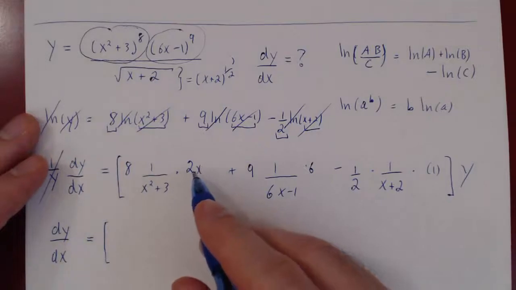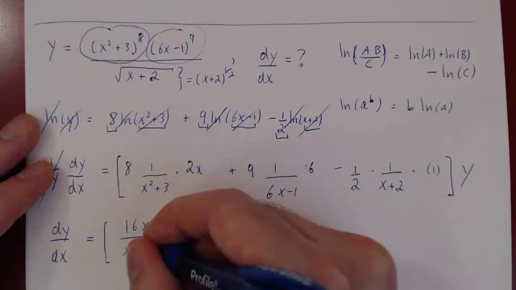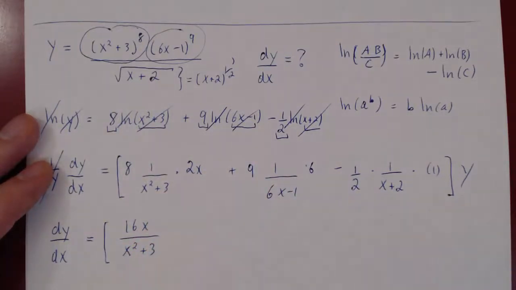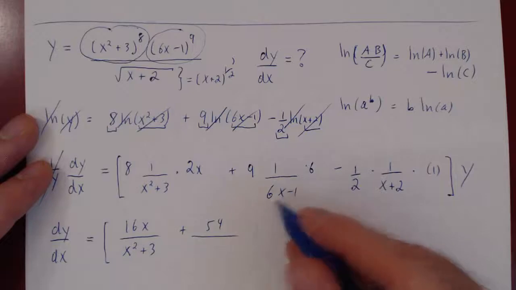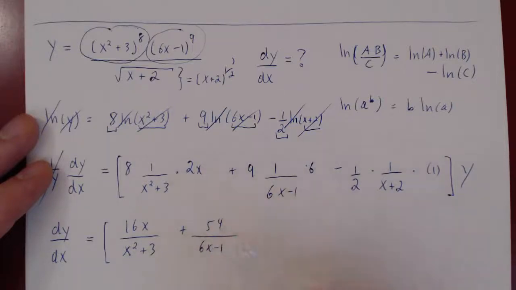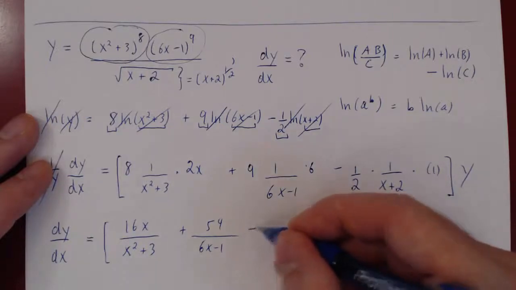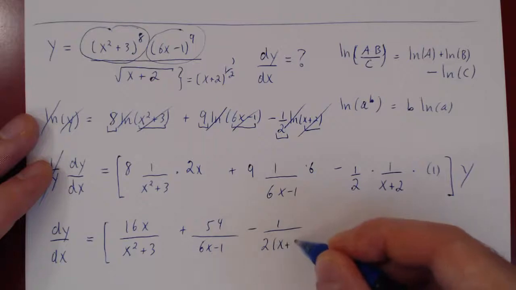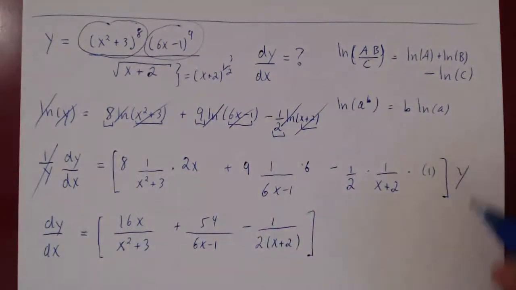So the derivative, dy over dx, the derivative of this function happens to be 8 times 2x, that's 16x, so 16x over x squared plus 3, plus 9 times 6 is 54, so plus 54 over 6x minus 1, minus 1 on top, so minus 1, over 2 times x plus 2. And don't forget the leftover y.